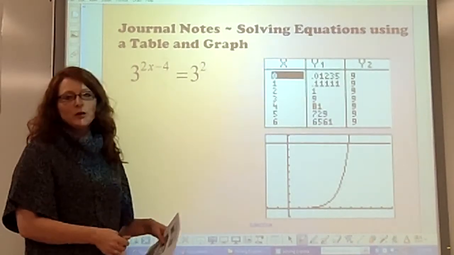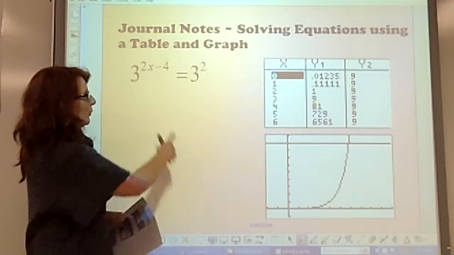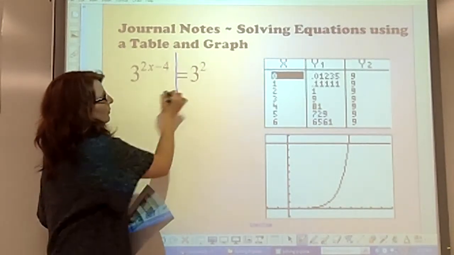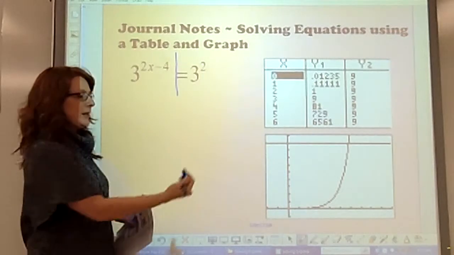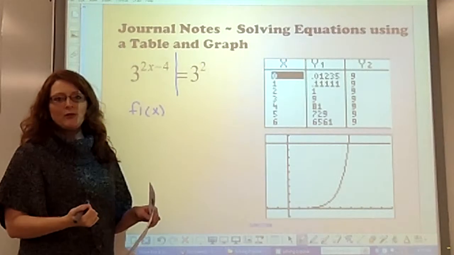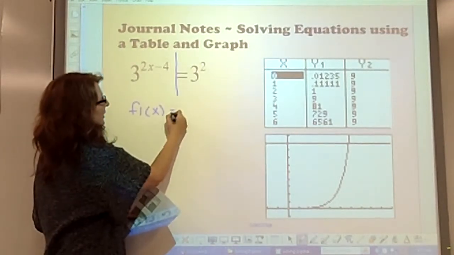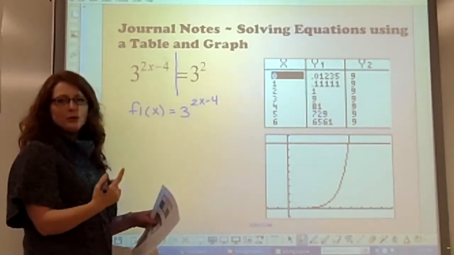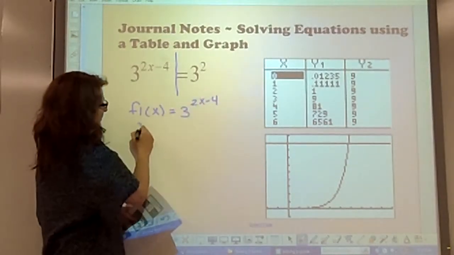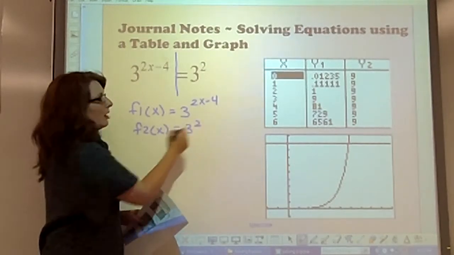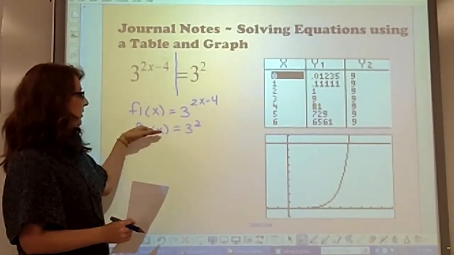Algebraically. This time we're using the calculators. We're going to do the same thing we did in the last unit. We divide this at the equal sign. So I have f1 of x is everything on the left-hand side. f2 of x is everything on that right-hand side. And I'm going to graph the two.